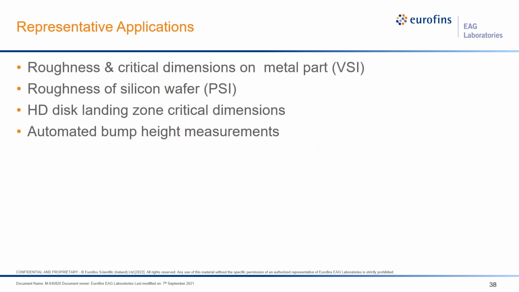Now that we've discussed the principles behind OP, I'd like to share a few representative examples, including roughness on rough versus smooth samples, critical dimension measurements on that same hard drive platter we looked at in the AFM section, and automated dimension measurements of solder bumps on a ball grid array.